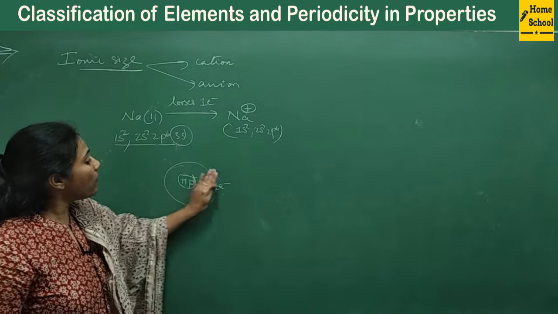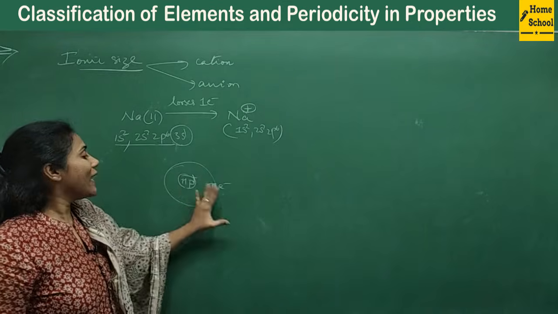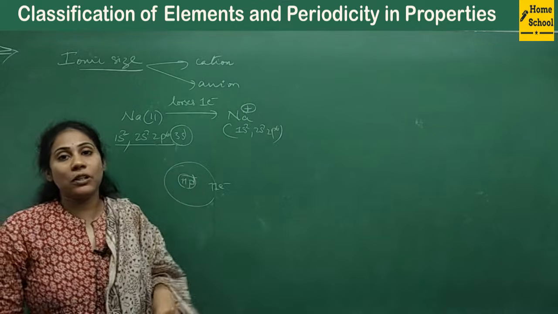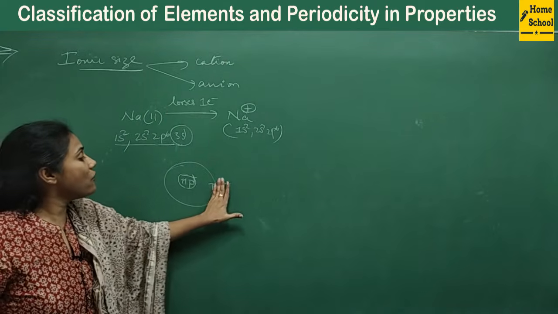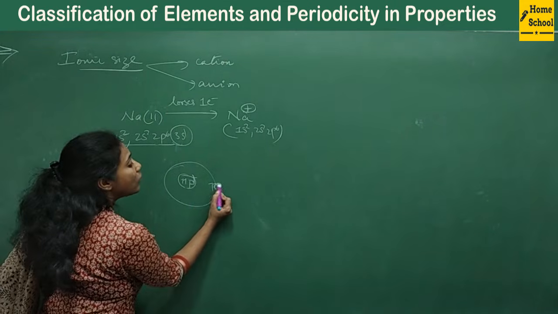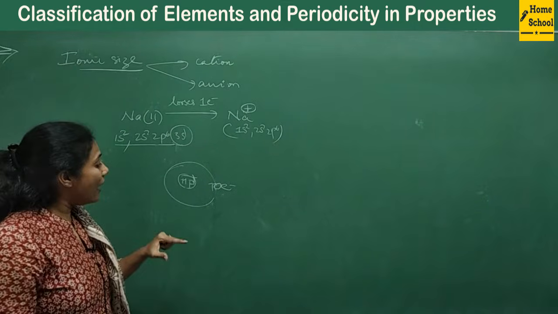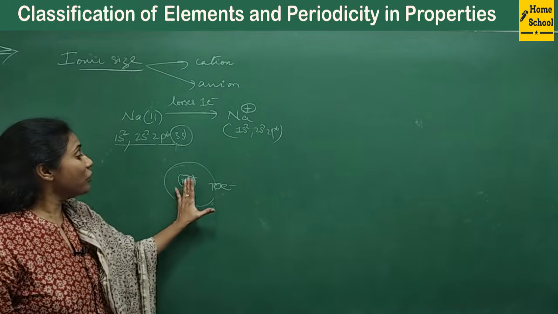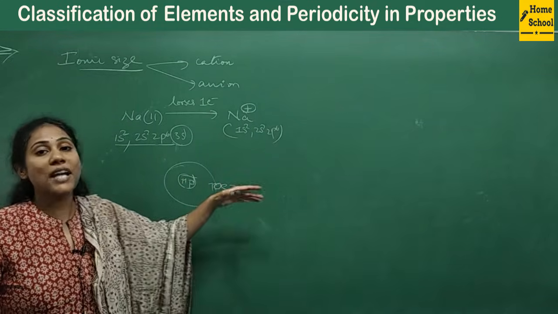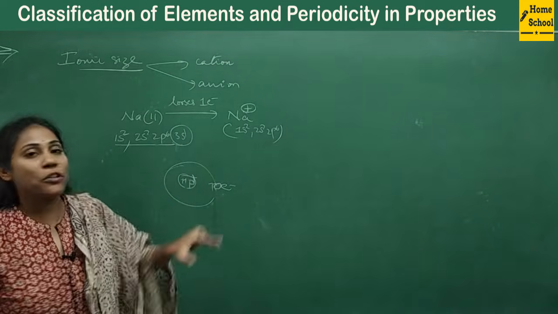So the number of positive charges was equal to the number of negative charges. So what happened? The atom became neutral. But now what happened here? Sodium lost 1 electron. Now it has got only 10 electrons in various shells. Now, can I call this a neutral atom? No. Positive charges are more, negative charges are less. So this particular atom will have a positive charge.